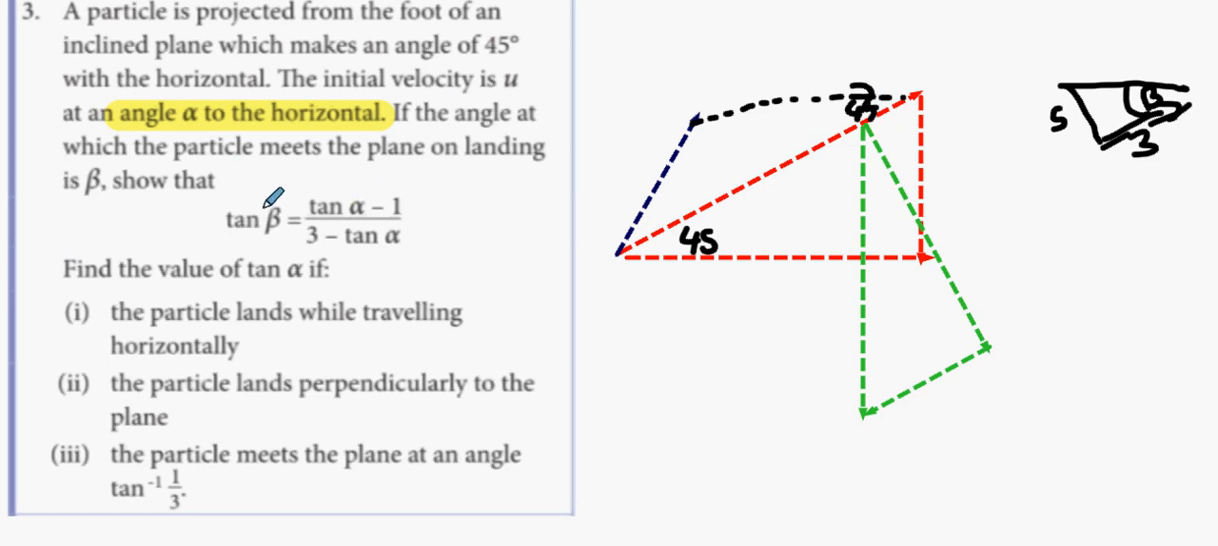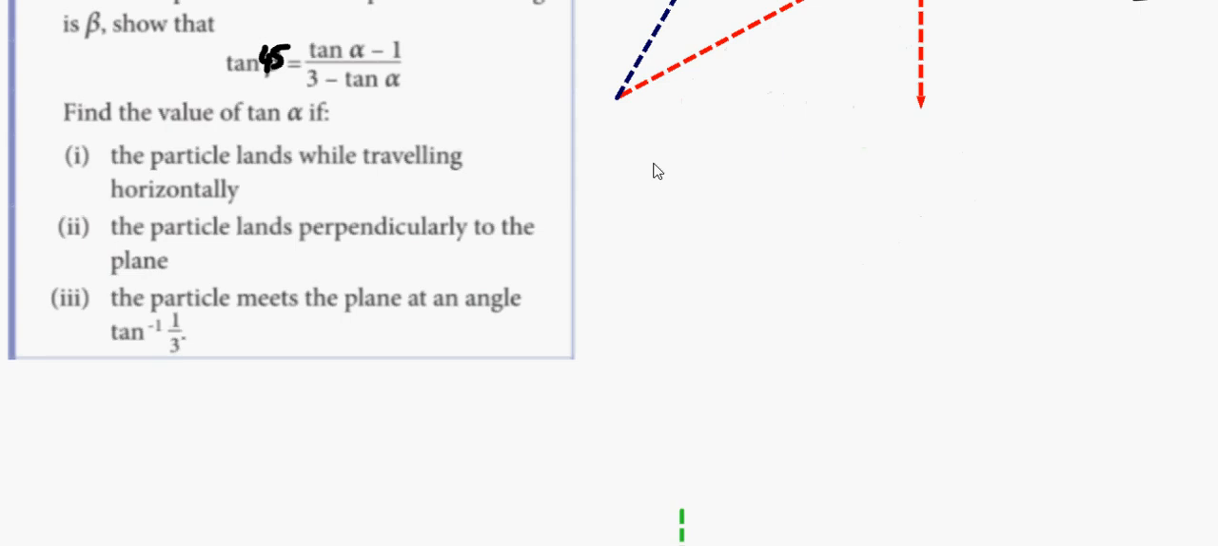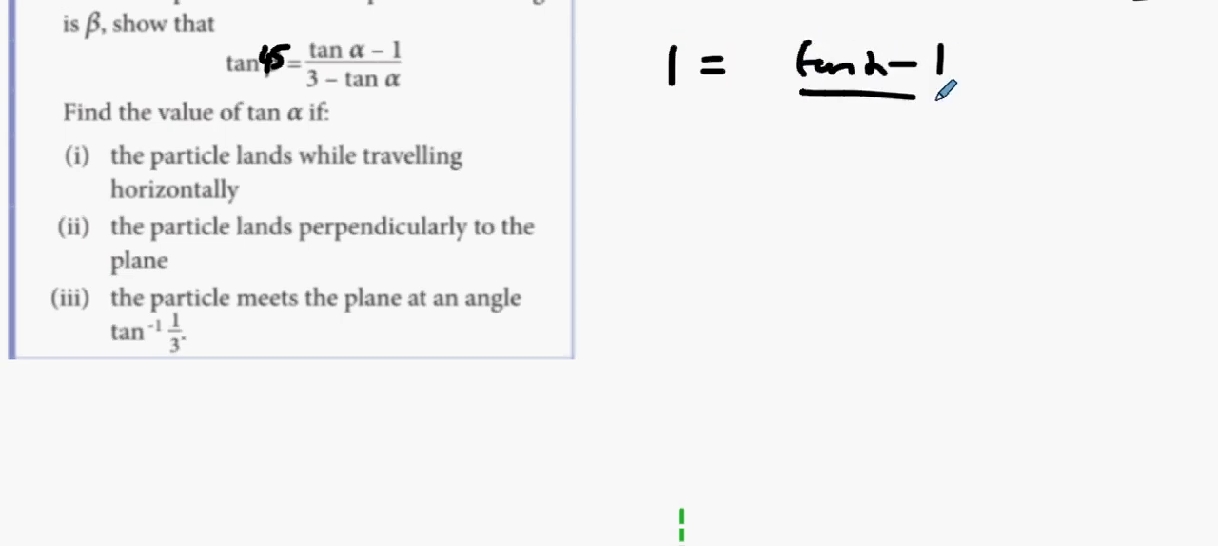Essentially, you're making tan beta equal to 45. So tan beta is now 45. So what is tan 45? 1. Tan 45 is 1. And if it's 1, then we just cross multiply the 3 minus tan A. So it's going to be 1 equals tan A minus 1 all over 3 minus tan A. Cross multiply: 3 minus tan alpha, tan alpha minus 1.